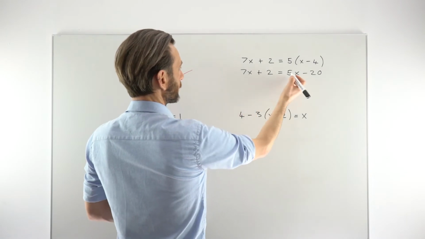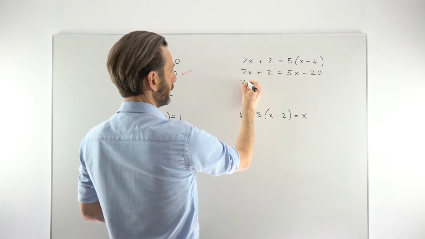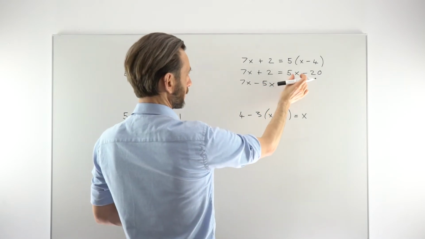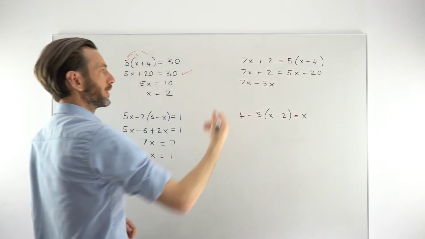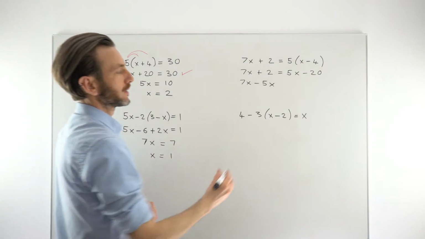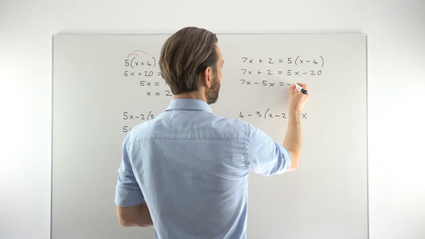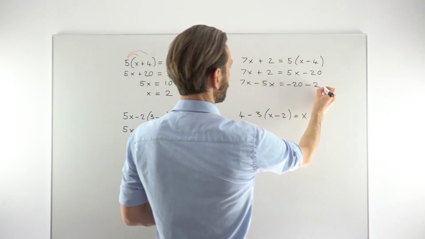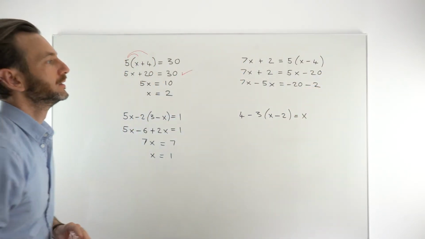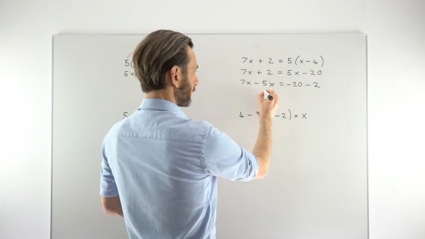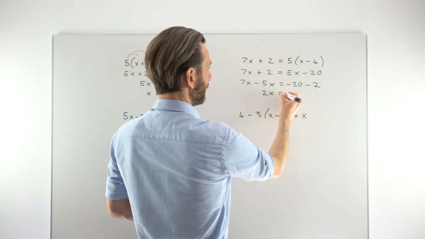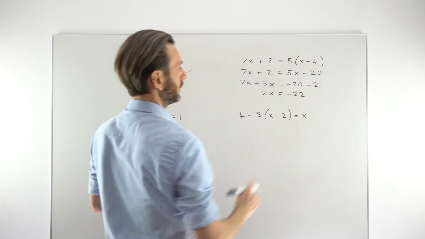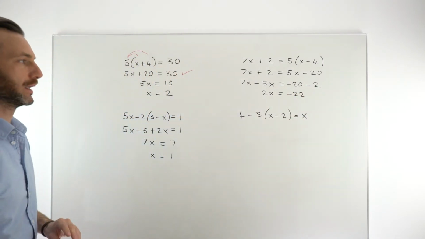So 7x minus 5x, I'll maybe just write this one in. So 7x minus 5x. Minus 5x because it's positive here and we're bringing it over the equal sign. Similarly, on the other side, we've got minus 20 and the positive 2 becomes a minus 2. And then 7x minus 5x gives us 2x, and minus 20 minus another 2, so we're going further into the negatives, is minus 22.